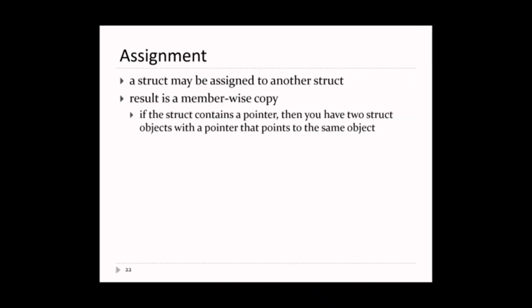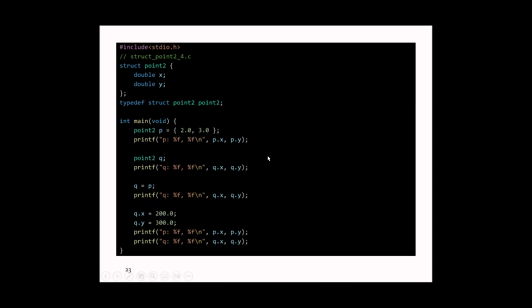If you have a structure object, you can assign it to another structure object. What ends up happening is all the members get copied member by member to the assigned-to object. Now, if the structure contains a pointer, then the value stored in the pointer gets copied over into the other pointer. Remember that the pointer stores the memory address of an object, so now you have two pointers that point to the same object. You don't get a copy of the underlying object that the pointer is pointing at. So you have to be a little bit careful when you do that.